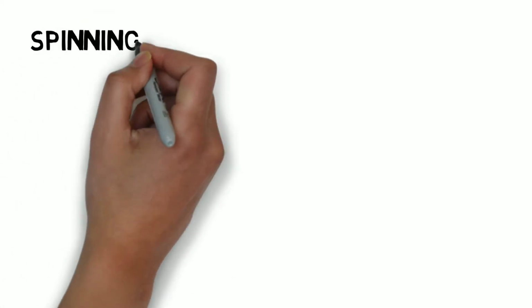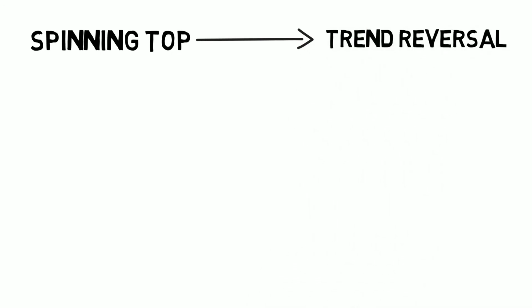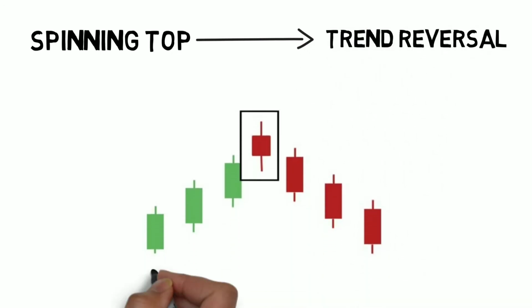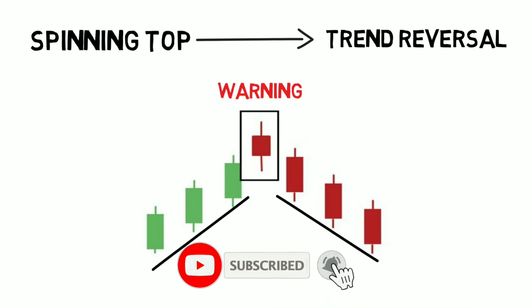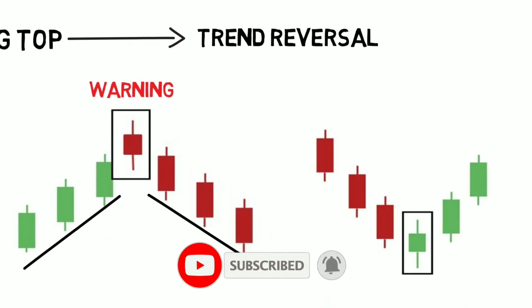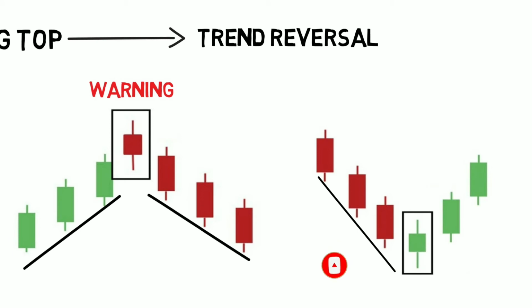In general, a spinning top indicates a trend reversal. Meaning if a bullish trend is continuing and a spinning top forms, be aware, because maybe this trend is going to end soon and a bearish trend begins. The same thing happens for a bearish trend too.